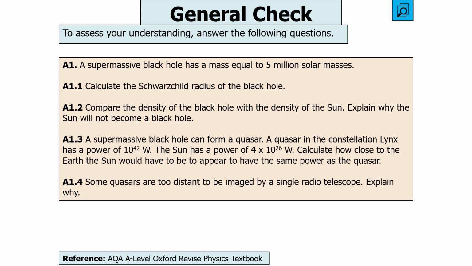The next question says, a supermassive black hole has a mass equal to 500 million solar masses. Calculate the Schwarzschild radius of the black hole. Compare the density of the black hole with the density of the Sun. Explain why the Sun will not become a black hole.